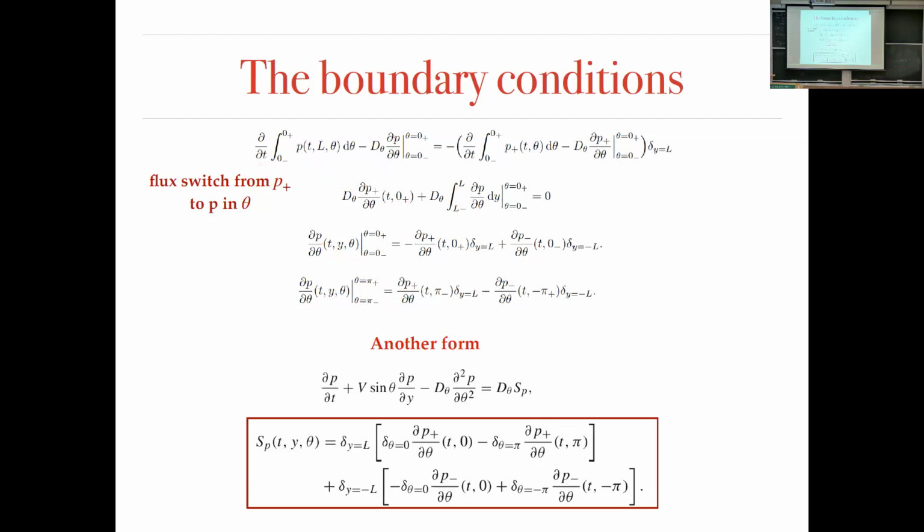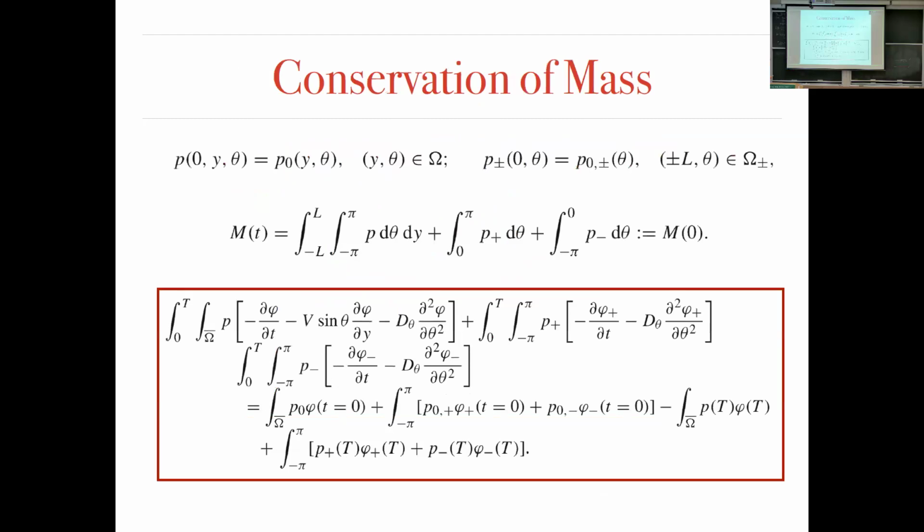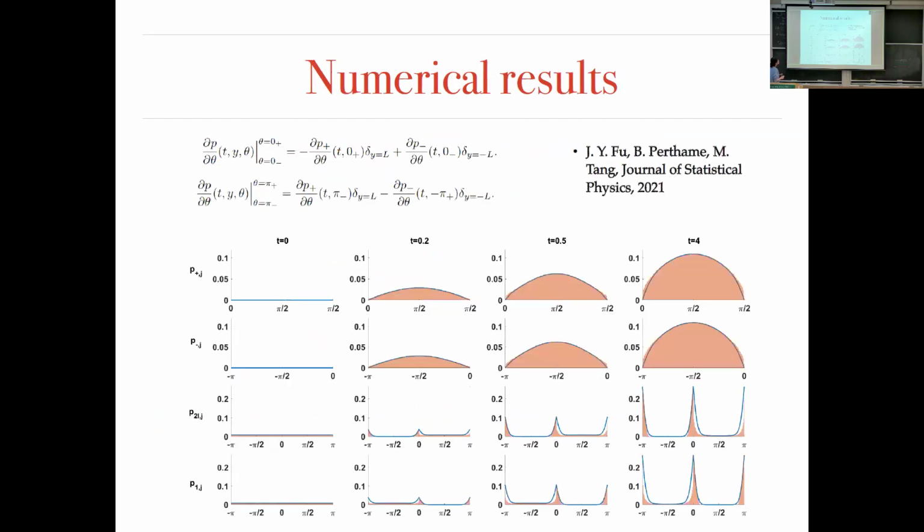Well, this kind of condition, we can derive it. Also for the Fokker-Planck equation, we can check that there is conservation of mass. You just take the integration and sum up all those three equations, and you can get the conservation of mass. Well, we can look at the numerical results. What happened there? What I present here is P plus, P minus, for those number of cells that attach to the boundary.